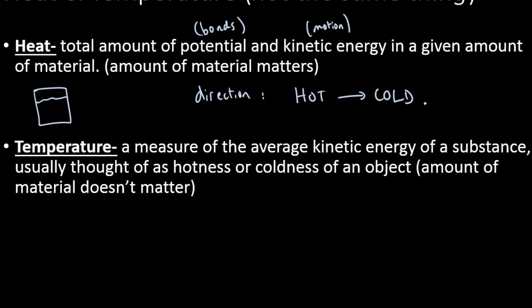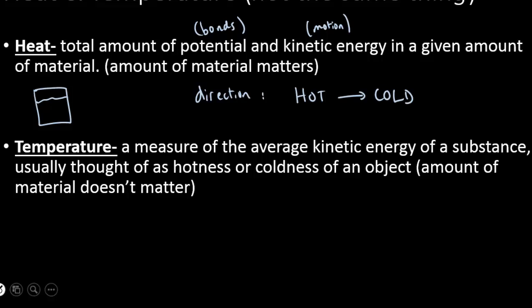Temperature, on the other hand, is a measure of the average kinetic energy of an entire substance, and we usually think of this as the hotness or coldness of an object. Now, for temperature, the amount of material does not matter. It doesn't matter how much hot iron there is on a stove. Either way, if it's at a certain temperature, it will still hurt me the same amount. The hotness does not depend upon how much stuff is there. Temperature is just an average measure of the kinetic energy. So if on average the particles are moving really fast, then it's going to have a high temperature.